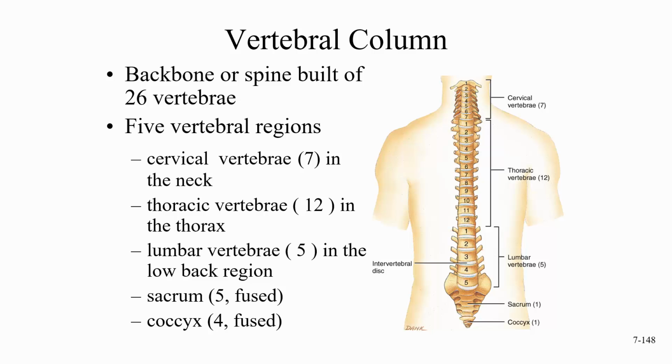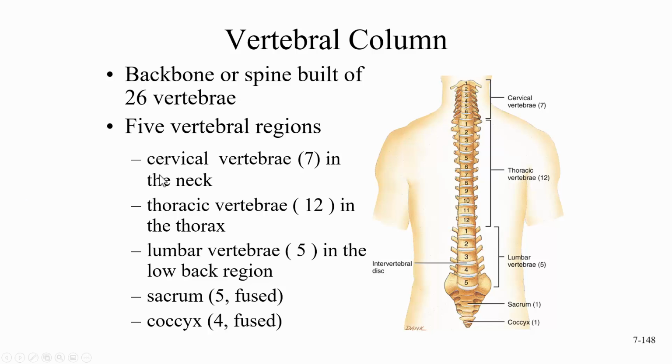There are going to be 12 thoracic vertebrae, and this is found in the thorax or rib cage region. And then in your low back or lumbar region, we have the lumbar vertebrae, in which case there are 5 lumbar vertebrae. And then we have the sacrum. The sacrum contains 5 fused vertebrae, and then the coccyx or your tailbone, you'll find 4 fused vertebrae.